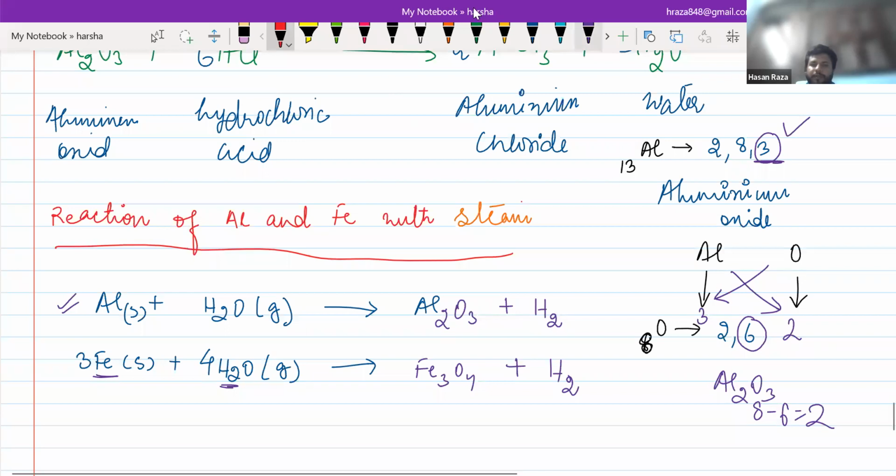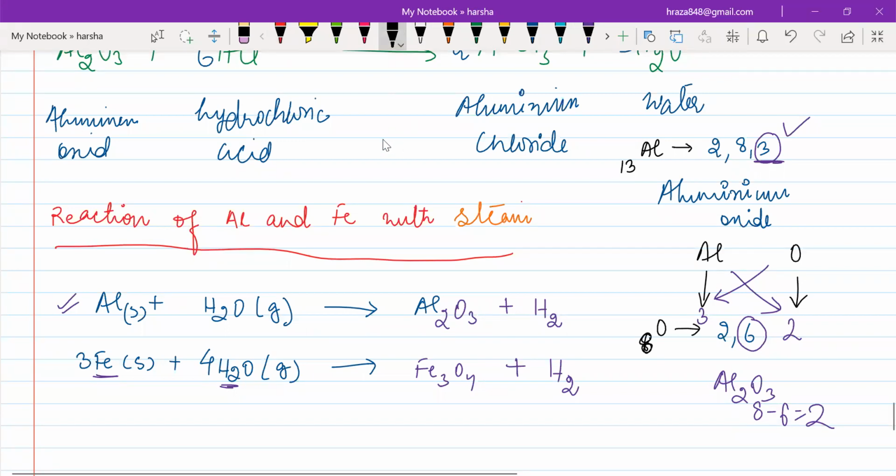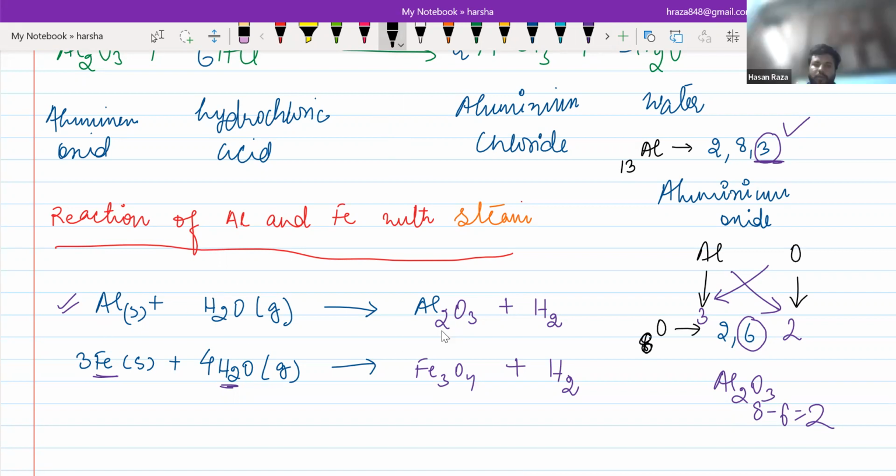Are you done with this? Yes, sir. Okay, so you can see aluminum is 2 here. So we are going to multiply it by 2. Now see, oxygen is 3 here. So what can we do? If I multiply it by 3, oxygen will be balanced, but hydrogen is now 6. So I'm going to multiply it by 3.